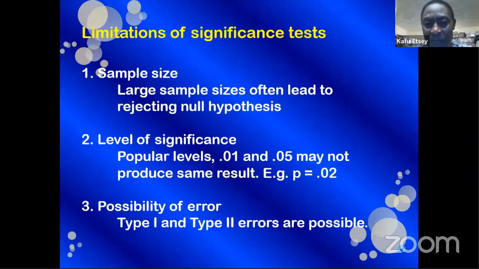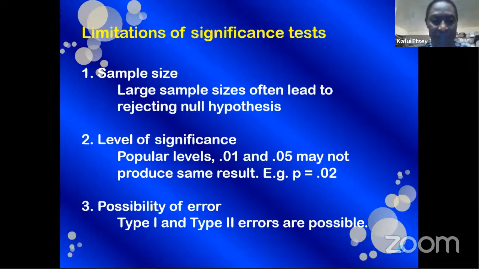If your level of significance or your alpha value is 0.01, then you fail to reject the null hypothesis, because 0.01 is less than 0.02. But if your level of significance is 0.05, then 0.02 is less than 0.05, so you reject the null hypothesis. So we have a limitation here, depending on the level of significance that you are taking. Sometimes 0.01 and 0.05 will give you the same result, but sometimes they will give you different results.